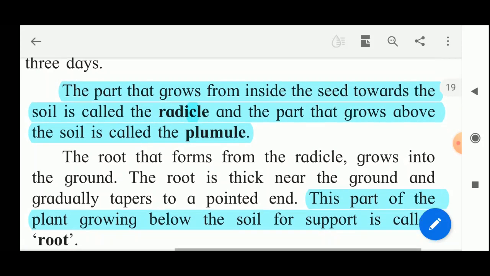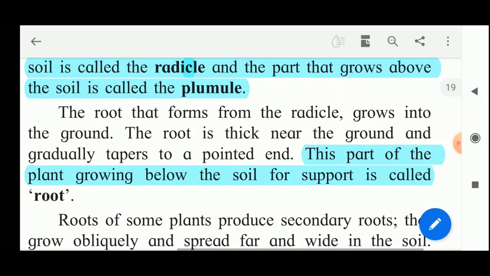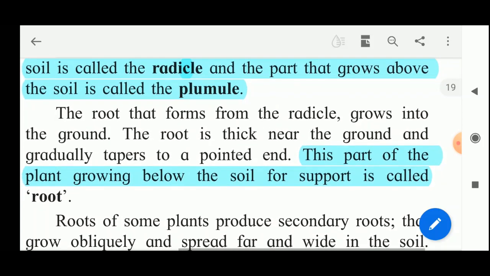Now the root that forms from the radicle grows into the ground, and the root is thicker near the ground and it gradually tapers to the pointed end. So this part of the plant which grows below the soil for support is called the root. Now all of you must have seen the root of a plant. Take any small plant, take it out from the soil and observe it carefully. You can see the roots of that plant which grow under the soil.